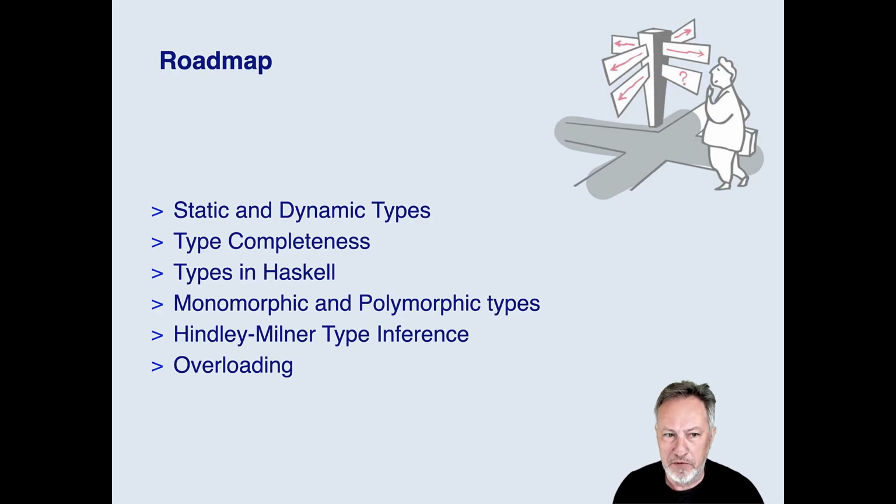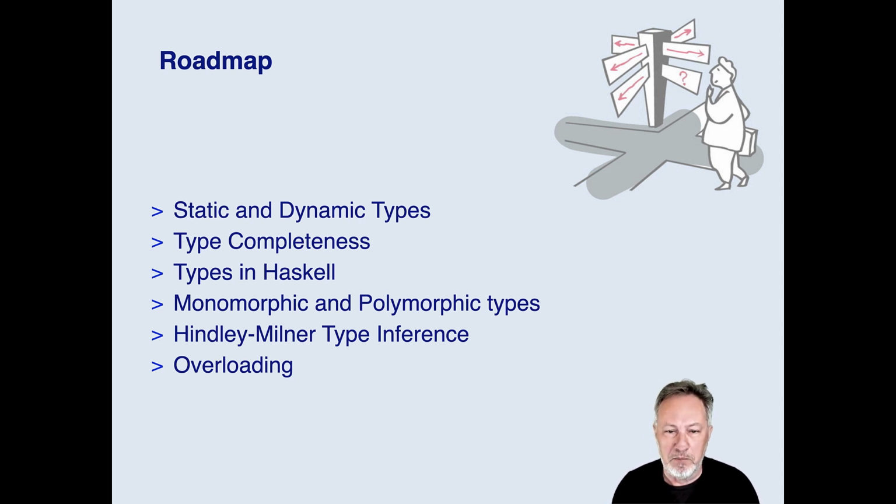First, we'll review what static and dynamic types are in programming languages. Then we'll have a look at the concept of type completeness, what that means for programming languages and in particular in Haskell. And then we'll have a closer look at types in Haskell. Last week we had our introduction to Haskell, but we never saw a single type declaration, even though Haskell is statically typed, and we'll see how that works.